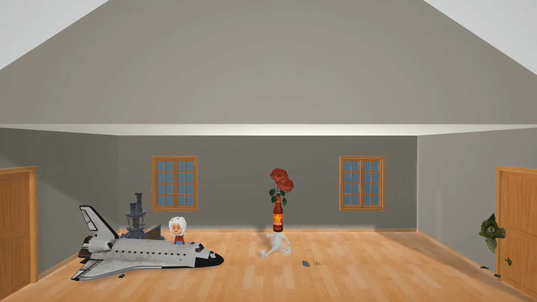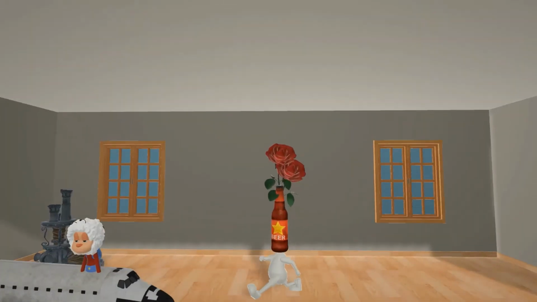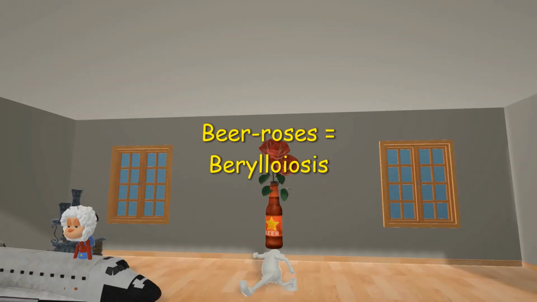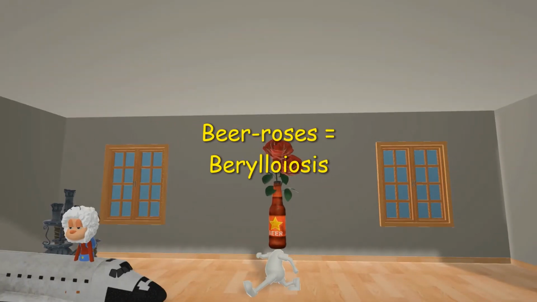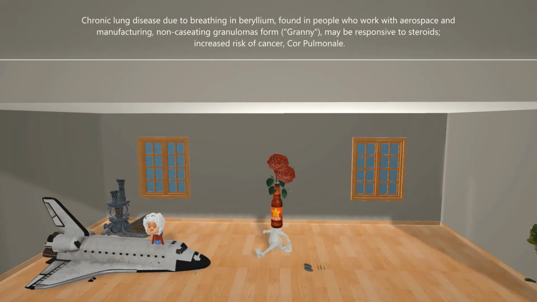So let's start with berylliosis, and that's going to be represented by this guy over here, who's beer with roses. He's just beer with roses. Beer with roses for berylliosis. So berylliosis is a chronic lung disease caused by exposure to beryllium, hence its name berylliosis.